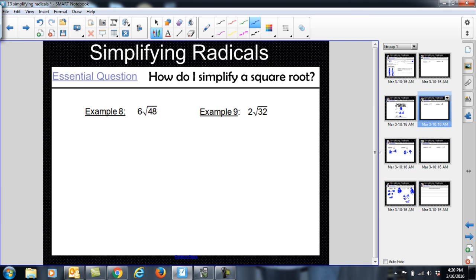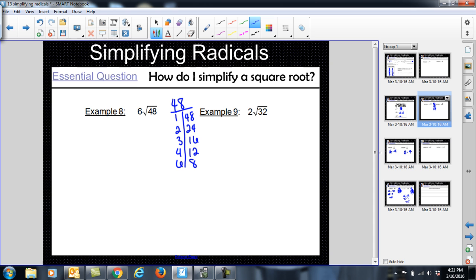So now what happens if the thing I'm trying to simplify already has a number in front of the radical? Well, let's talk about that. We're going to ignore the 6 on example 8 for just a second, and we're just going to simplify the square root of 48. So I'm going to do what I did before. I'm going to list factors of 48. So I got 1 and 48, 2 and 24, 3 and 16, 4 and 12, 6 and 8.